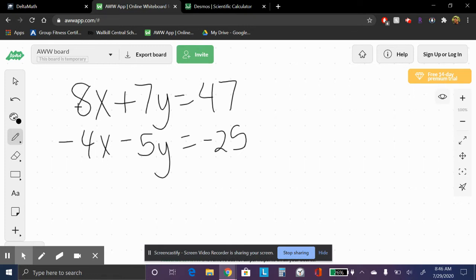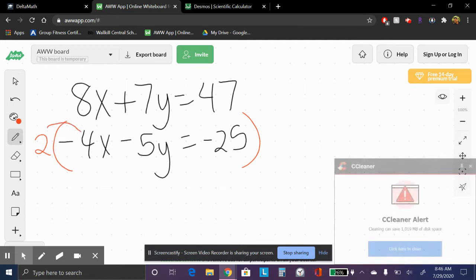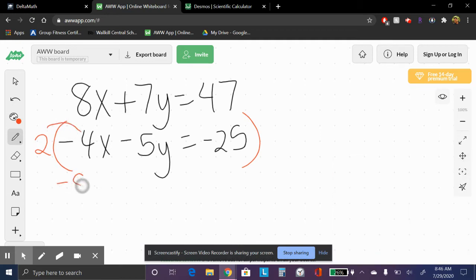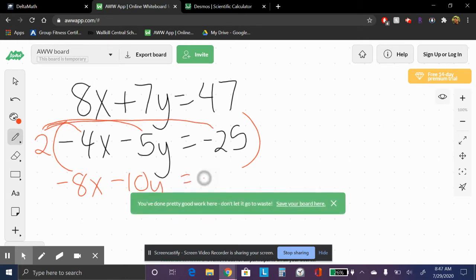So I notice 4 goes into 8. 5 does not go into 7. 4 goes into 8 how many times? Twice, right? So you multiply the bottom equation by 2. Now, not only do you multiply the first term by 2, you have to multiply the entire thing. So when I multiply it, I get negative 8x, negative 10y, and I have to multiply also the last one, which is negative 50.